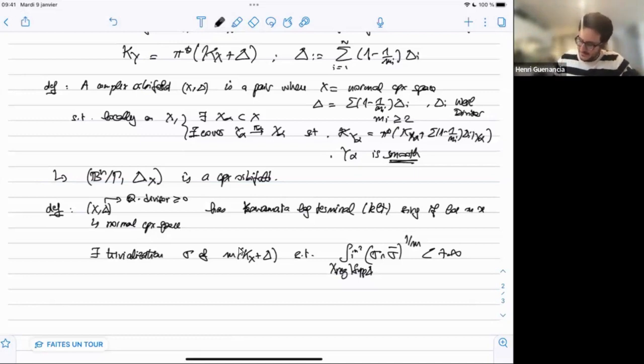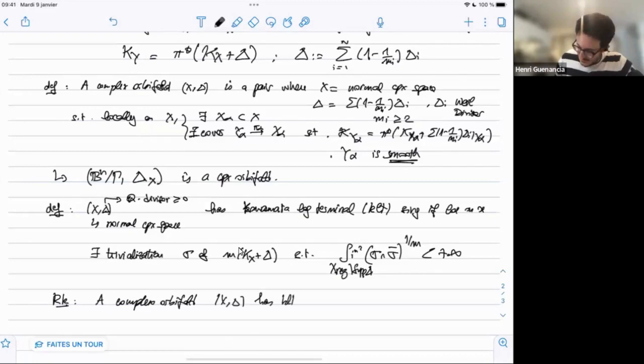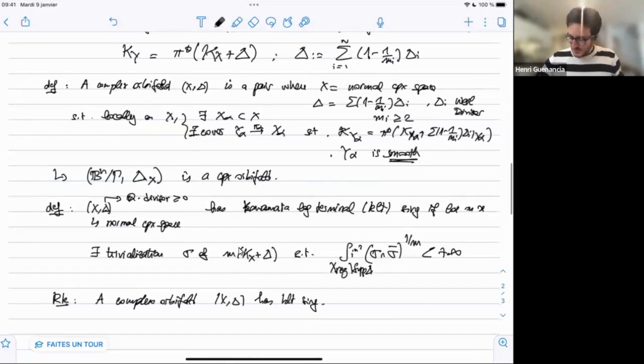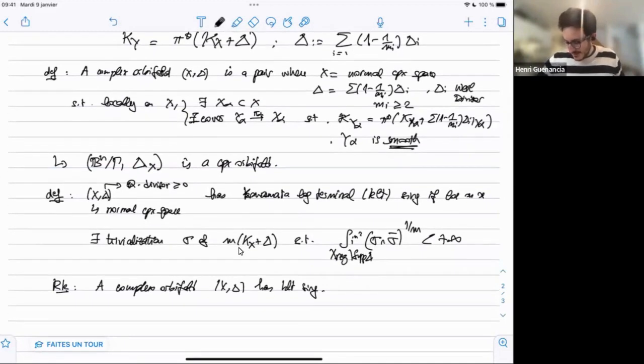So this is KLT pairs, okay? And a remark: a complex orbifold X delta has KLT singularities. So eventually the question will be, all right, given a KLT pair, maybe with good coefficients, is it possible to detect whether that KLT pair is actually a global quotient?